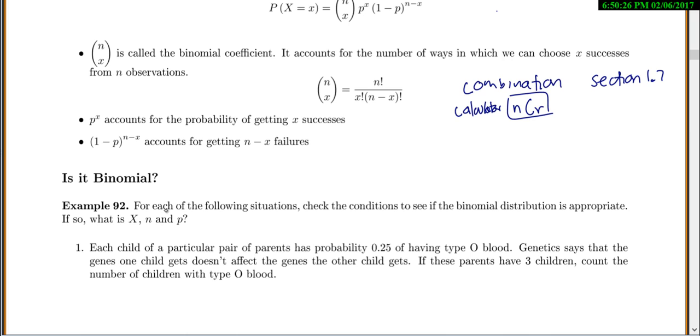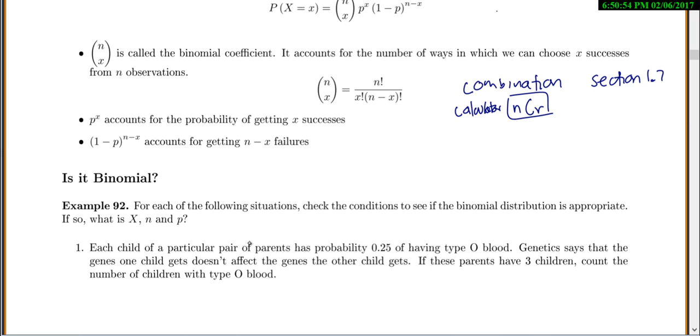But first, before you can use the binomial distribution, you need to know if it's appropriate in your situation. Okay, so we'll practice that first. So for each of the following situations, let's check our conditions to see if the binomial distribution is appropriate. And if so, what would be X, N, and P? Now, just as a note on our exams, I'm not going to tell you this is the binomial distribution. I'm going to give you a story problem, and you have to recognize it as the binomial distribution.